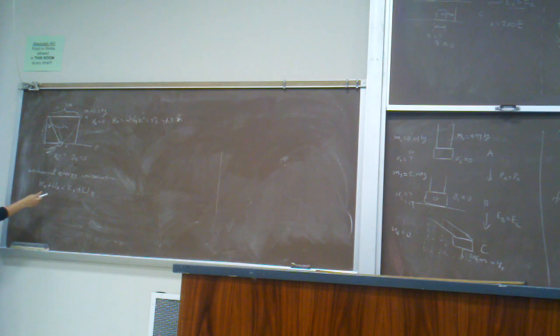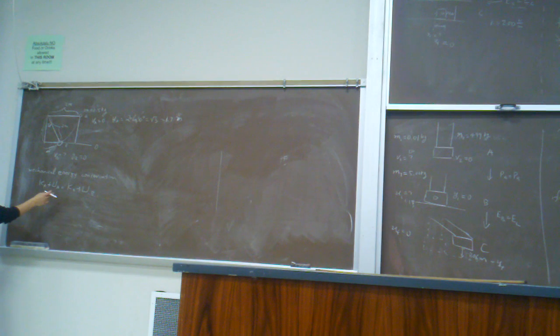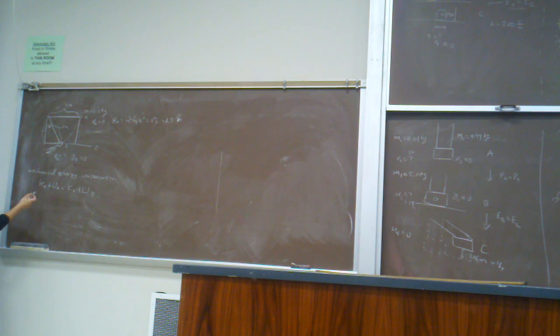VA equals 0, so that means which term vanishes? KA, right? Yeah. Initially the kinetic energy is zero. YB equals 0, which term vanishes? UB. UB.